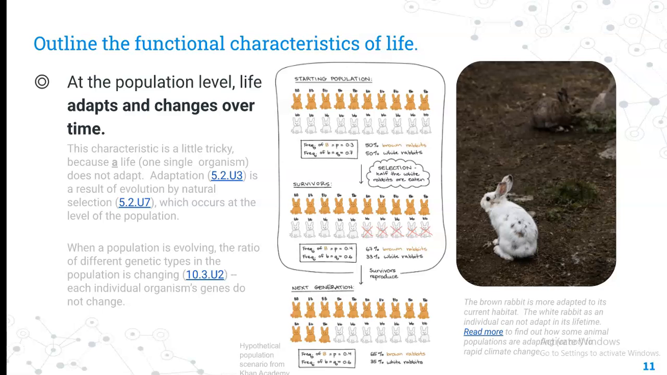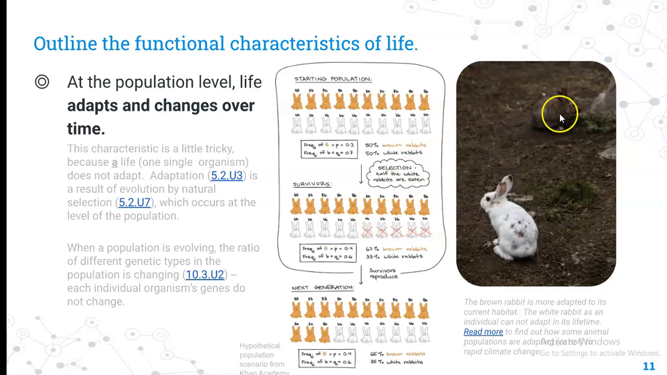All living things do this because their environment changes over time. When a population is evolving, the ratio of different genetic types in the population is changing. But each individual organism's genes do not change. We'll get more to this when we get to evolution.